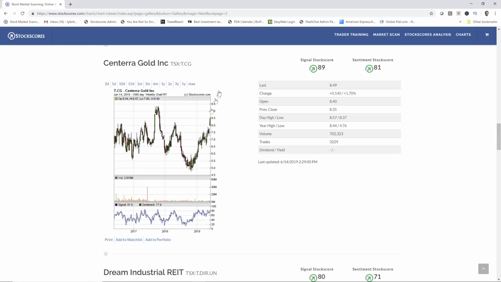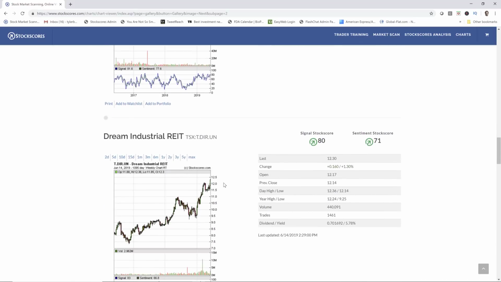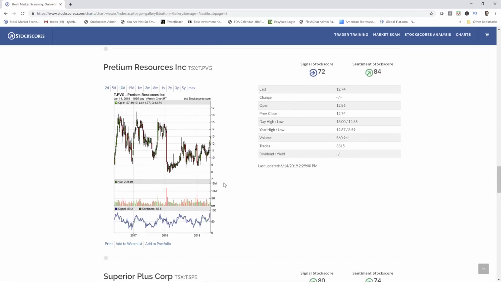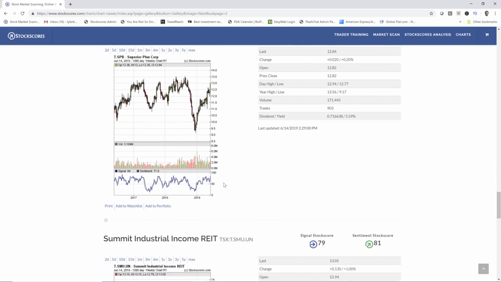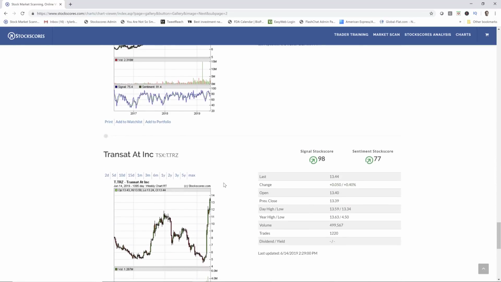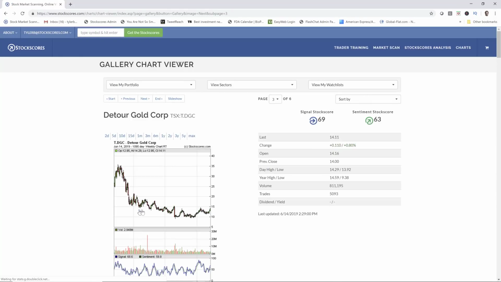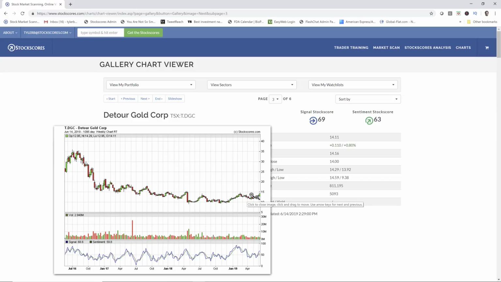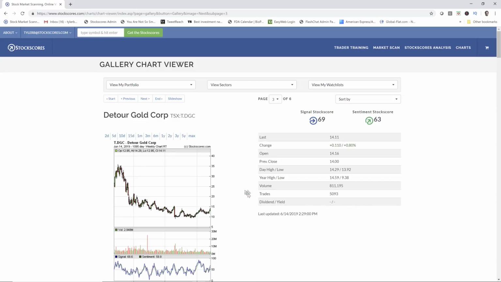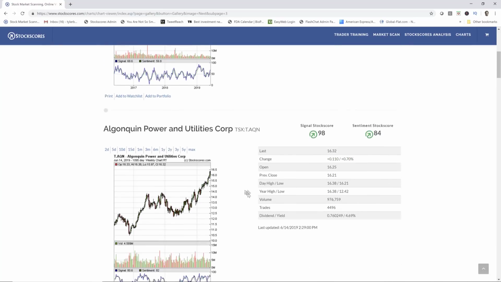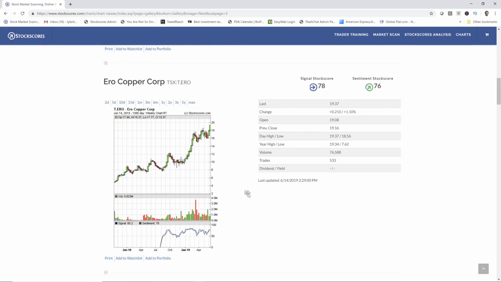Centerra Gold, well into its upward trend already, so that's a gold name I would not want to chase higher. And I think that's about it for this page. Transat on speculation of a buyout. You know what, let's do one more page. Detour Gold showed some life this week, but really still going to struggle with that $15 resistance level. I think you're probably better to let that one alone.